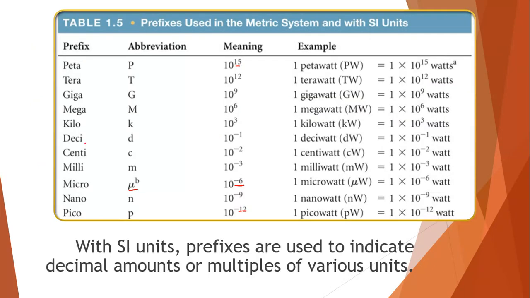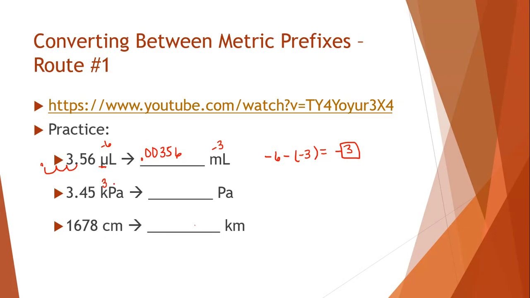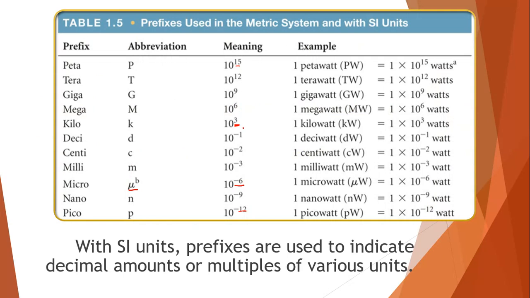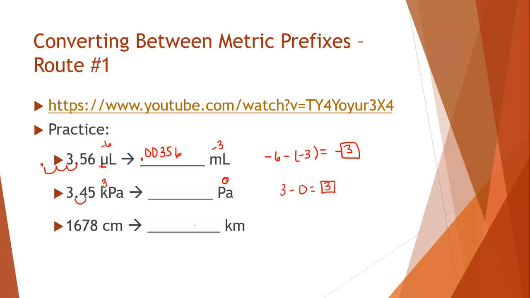We can do the same thing on example number 2. Kilo, if we look over here, kilo K is to the 3rd power, so +3. Pascal doesn't have anything in front of it. Pascal is a base unit, so that's 0. 3 minus 0 equals a difference of 3. Now, if we're at kilo and we want to get to a base unit, which is 0, a base unit is right here. So we want to move down. So we're going to take this decimal and move it down, or to the right. 3,450 pascals are in 3.45 kilopascals.